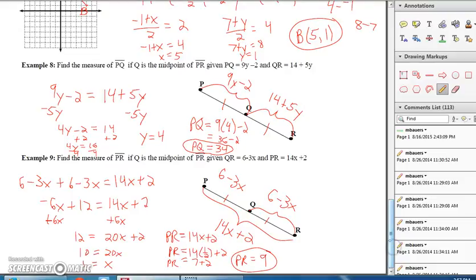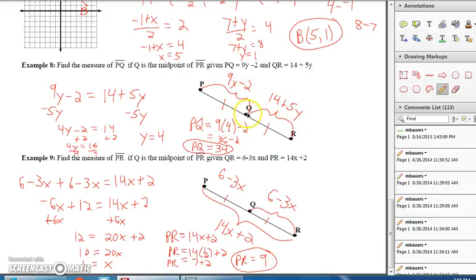Okay? Now, example 8 and 9 look very similar, right? Again, if you need to pause it, go ahead. Write it all down, and then we'll come back and explain. Here's what's happening here. In number 8, it says, find the measure of PQ. That's this. If the midpoint of PR is Q. So look, I labeled these two slash marks here to show PQ and QR are congruent. They have the same measure. And I'm going to label what they gave me. They said PQ is 9y minus 2, and they said QR is 14 plus 5y. So I label and I label.